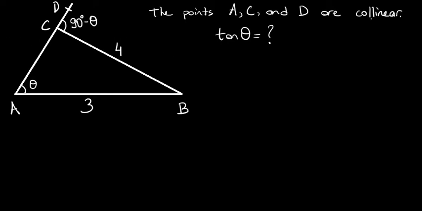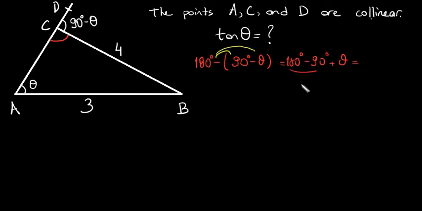Alright, so first thing, let's find the measure of this angle. We are going to subtract 90 minus theta from 180 degrees. So let's distribute this minus: 180 degrees minus 90 degrees. Minus times minus is going to be plus, so minus 90 and minus theta is going to be plus theta. So 180 minus 90 will be 90. 90 plus theta is going to be the measure of this angle. 90 degrees plus theta. Alright.